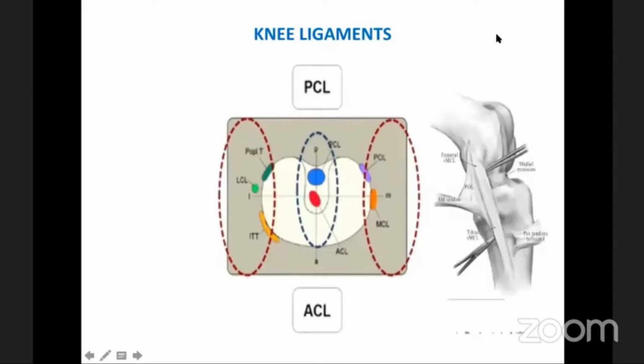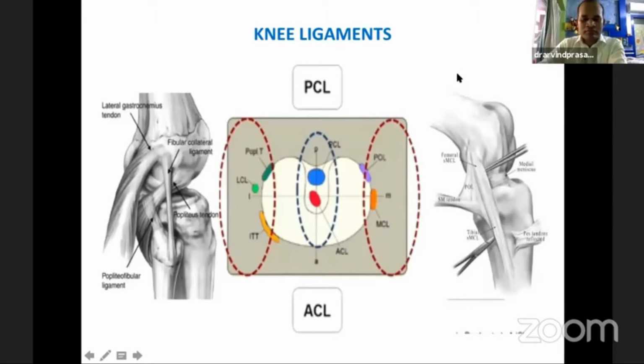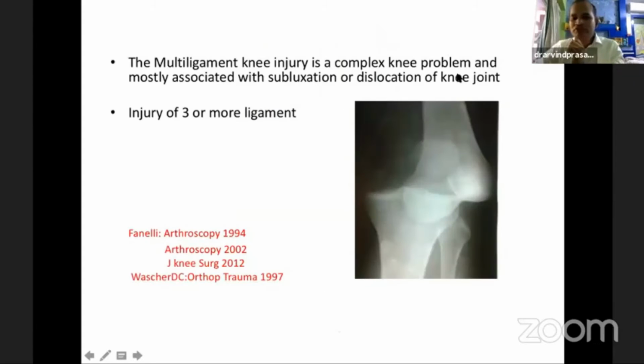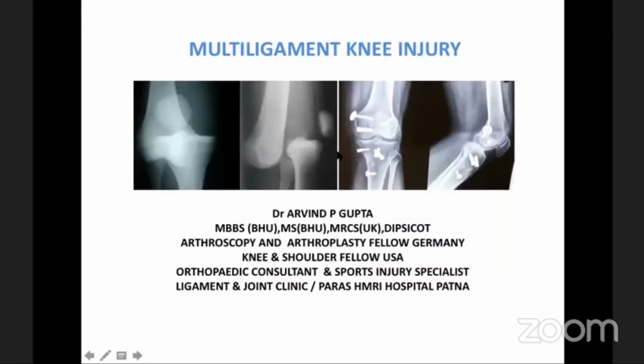Perfect. Yes. So, the multiligamentous knee injury approach and management. Multiligamentous knee injury is a complex knee problem, mostly associated with either subluxation or dislocation of the knee joint. Injury of 3 or more ligaments is taken as multiligamentous by most of the literature. In some literature it is called ligamentous injury.